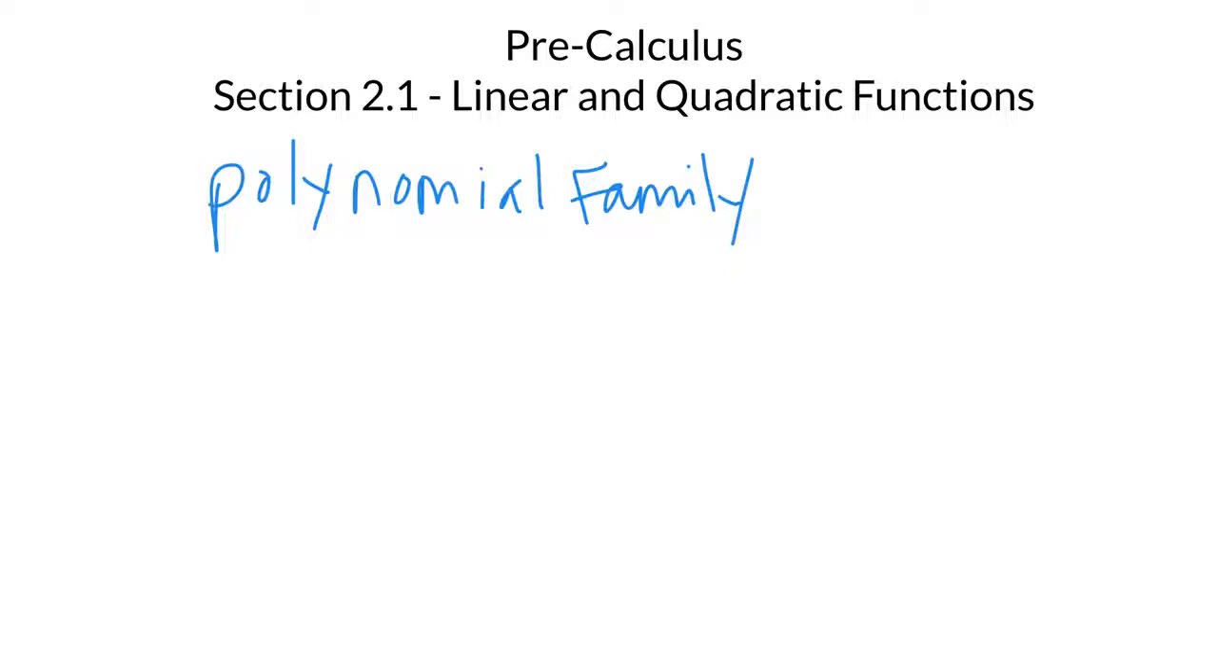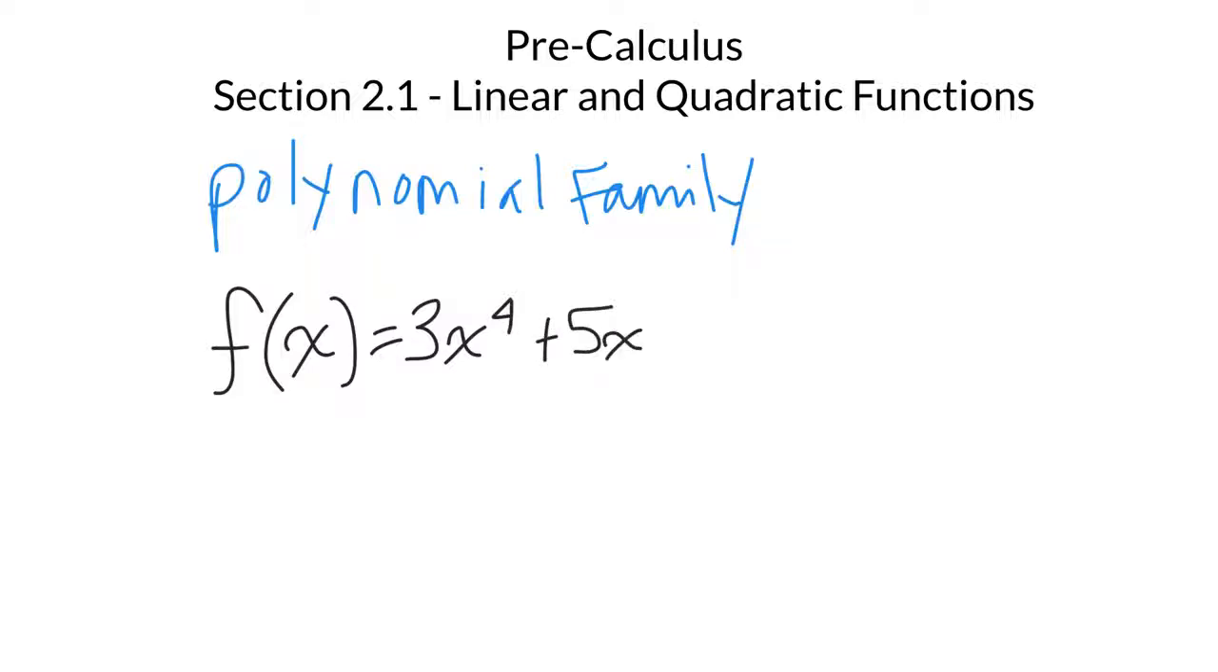For example, f of x equals 3x to the power of 4 plus 5x to the power of 3 minus 9x squared plus 5x minus 11 is a polynomial of the degree of 4.